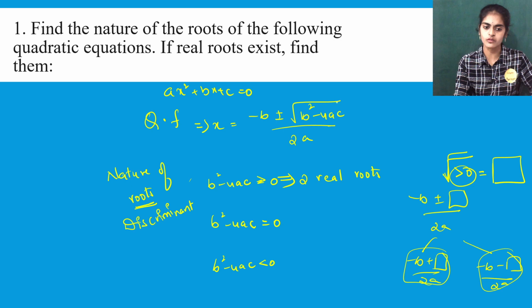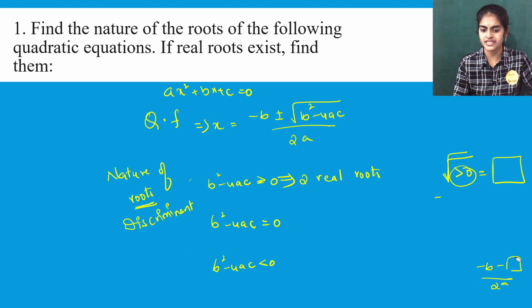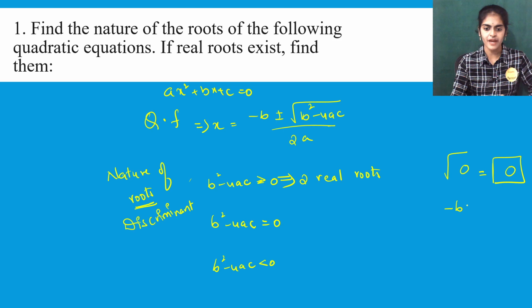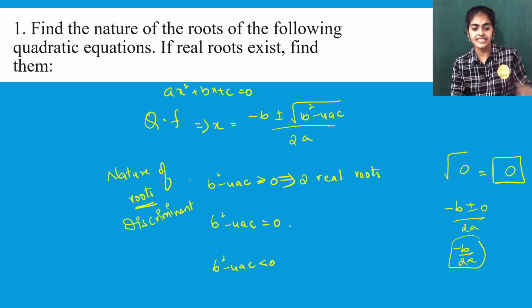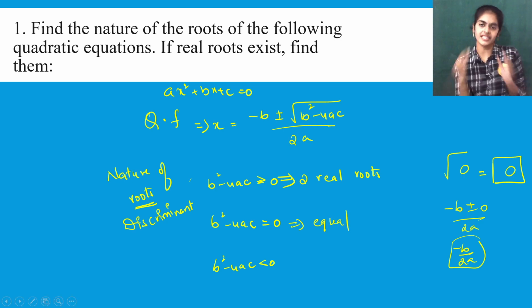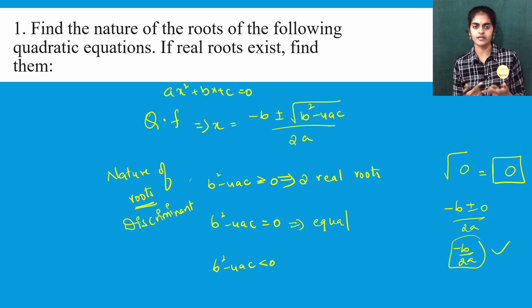Now what happens if the discriminant is equal to 0? If it is equal to 0 under the root, then the final answer from the root is also 0. So it will be minus b plus or minus 0 upon 2a. The value will be minus b upon 2a, which means you have only one single root. So the two roots are equal. If the discriminant is equal to 0, then the roots are equal.